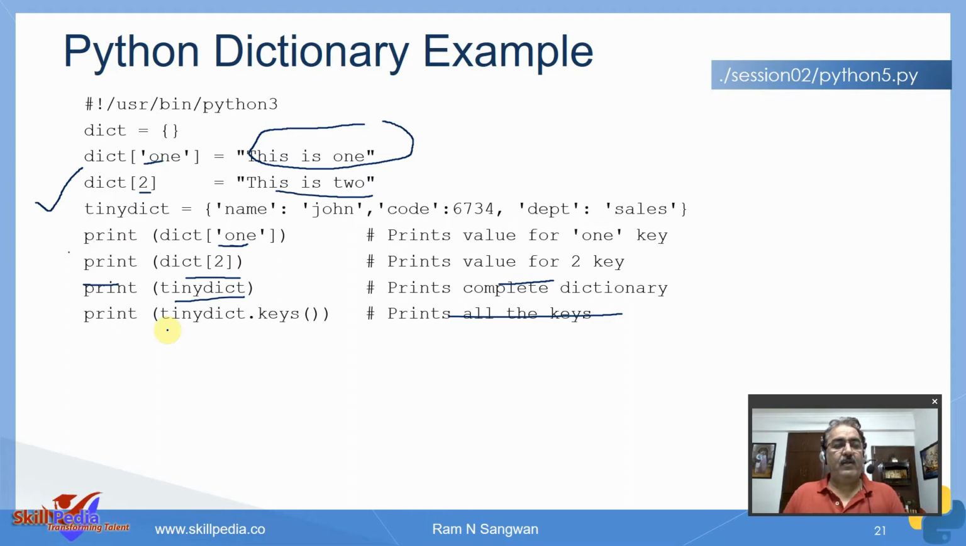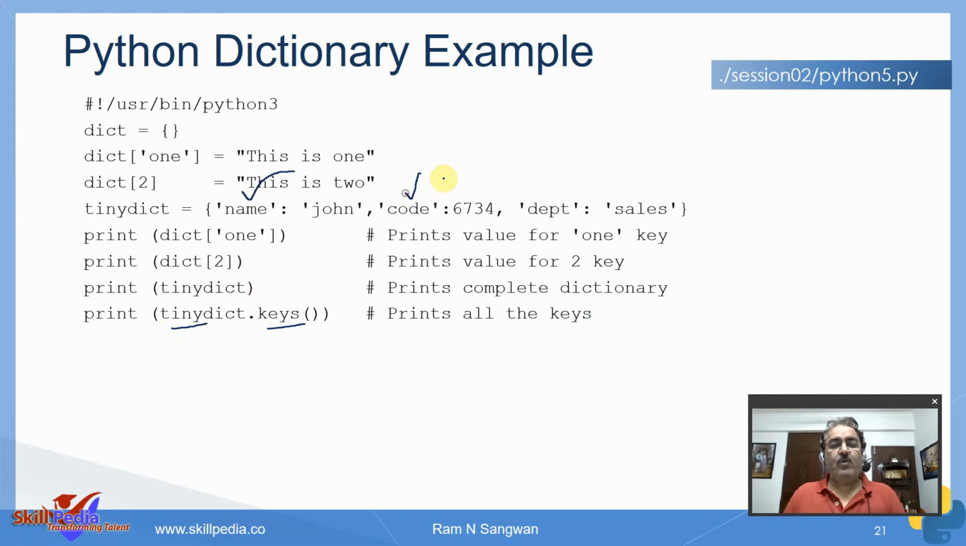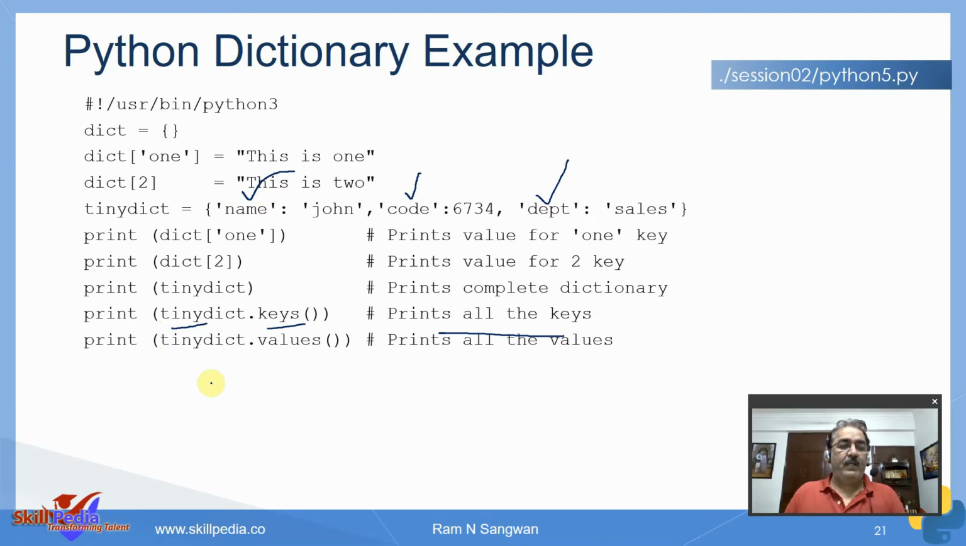Print tiny dictionary dot keys, only the keys will be printed. The meaning is simple: tiny dictionary dot keys gives you name, code, and department, all the keys. Tiny dictionary dot values will print only the values: John, 6734, and sales. So we have separate functions for keys, for values, and for individual elements in the dictionary.